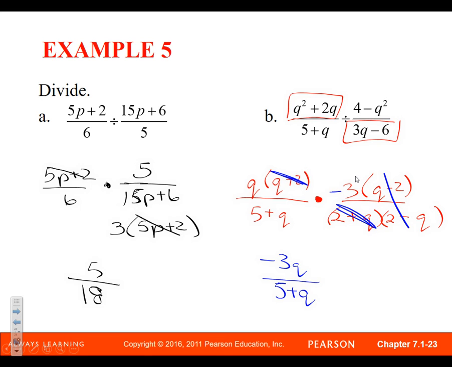Oh, Q's. Q's can go, right? No, because that's just a number. Okay? Put that in parentheses if you want. That's just a number. Nice job, Brandon.